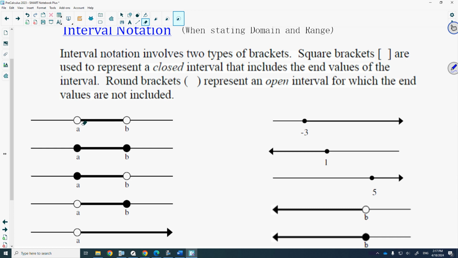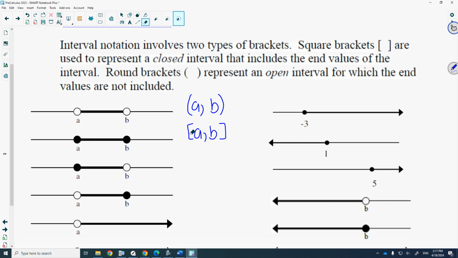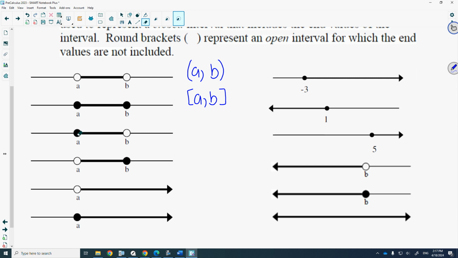So my smallest value is a, but it's not including a, so it's a round bracket. And b as well, it's a to b, but not including b, so it's a round bracket. The difference between this one and this one is a and b are included. So this one would be a to b square brackets. So if a is included in the solution set, we're going to represent that with a square bracket. A is represented in the solution set here, so it'll be a square bracket. B is not included, so it would be a round bracket. For this one, A is not included, B is included.